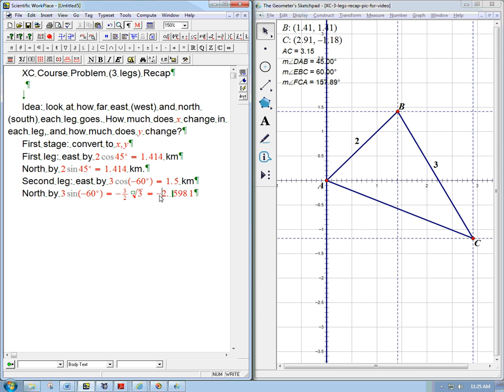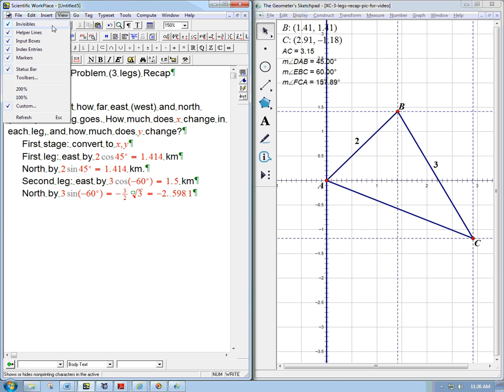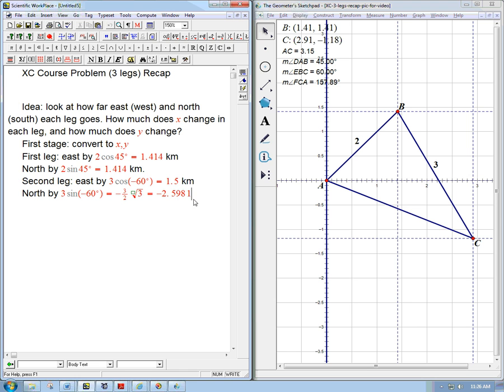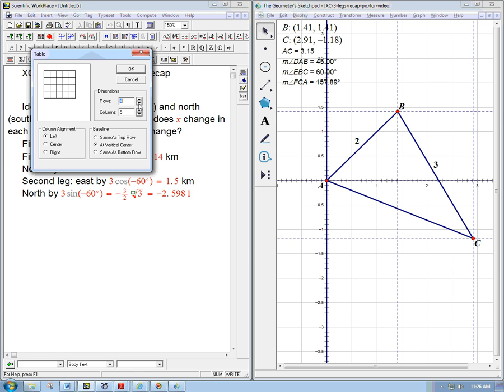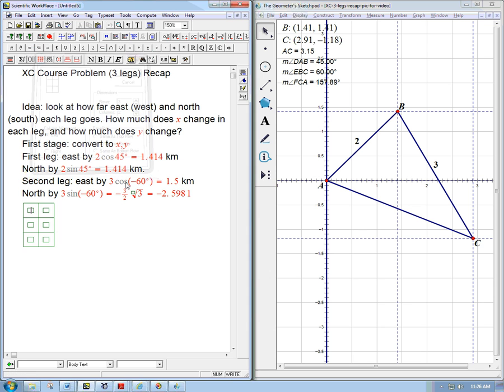Okay, it gives us some weird characters here. Actually, let me hide all those. Oops. Okay. So, negative 2.6. Okay, so let me make a little table for this. Let me make a little table with 3 rows and just 2 columns.